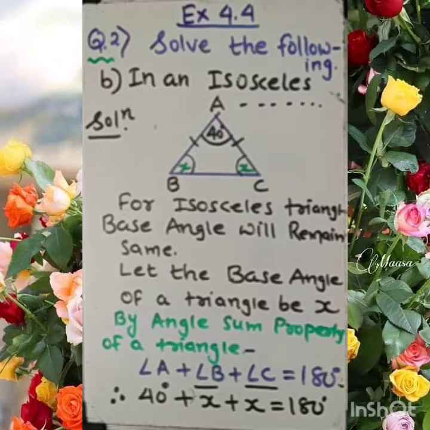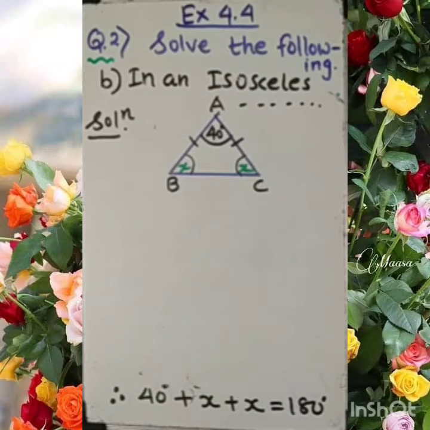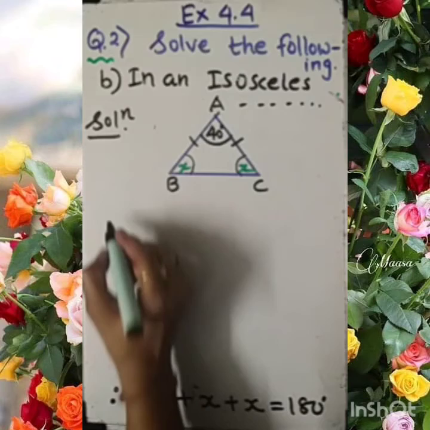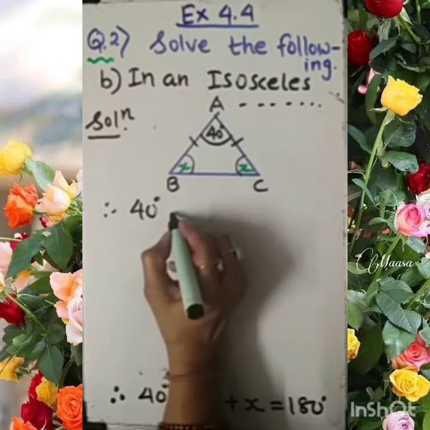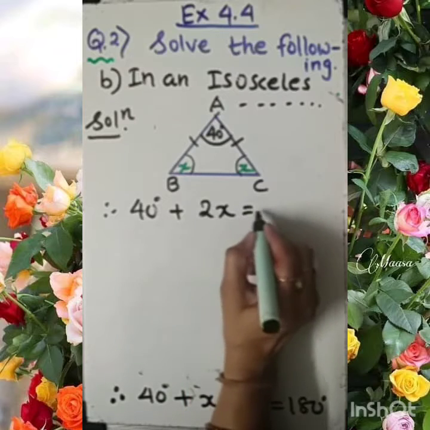Now we are proceeding to the next step. We know, dear student, x plus x is 2x. So the next step will be 40 plus 2x equal to 180. So let's note down. The next step, now we need to write it here. Therefore, 40 plus 2x equal to 180.